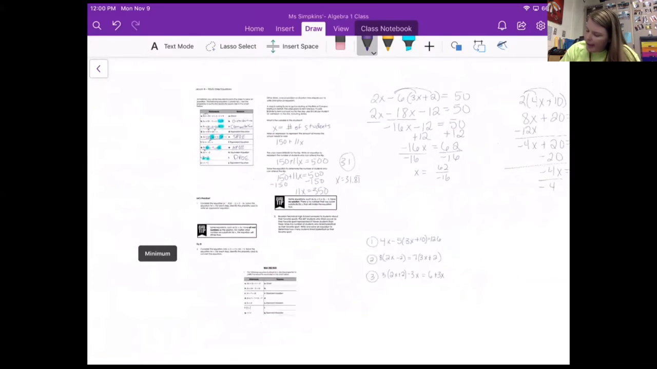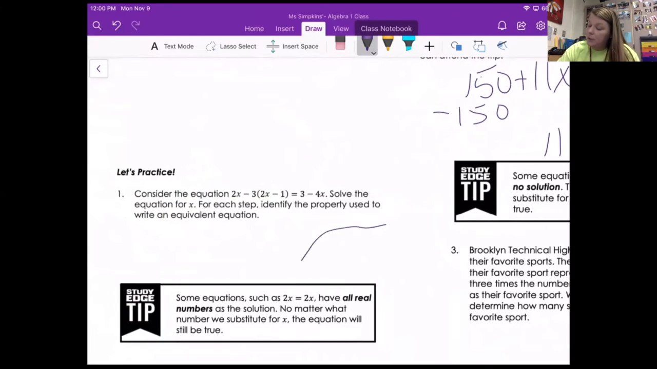All right, so we want to look at number 1 under the Let's Practice. This one is in your book, so go ahead and find that.